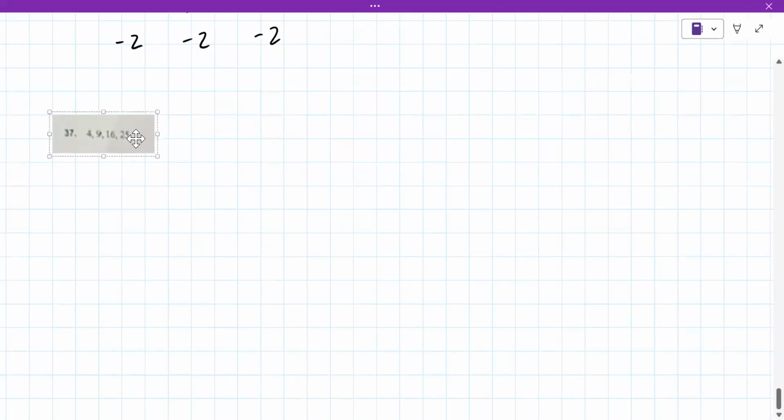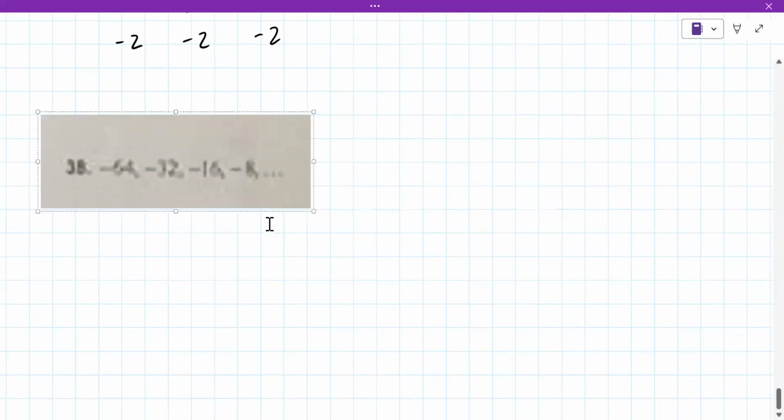All right, I'm going to have you do 38 here. I want you to tell me if this is geometric, arithmetic, or neither. It's geometric.